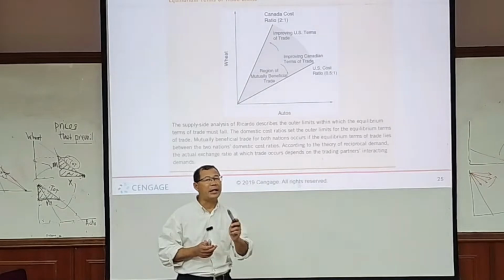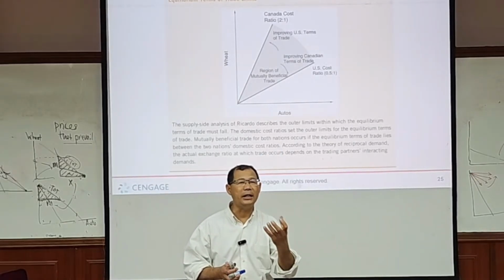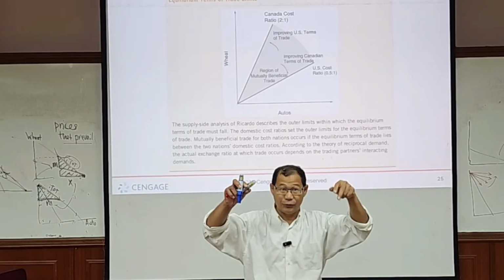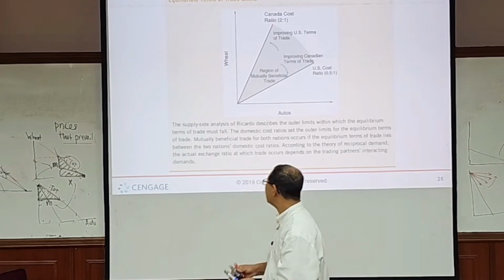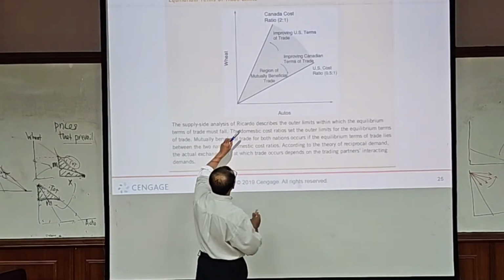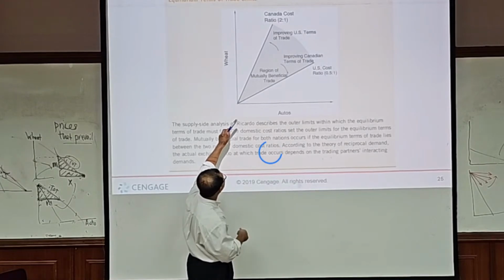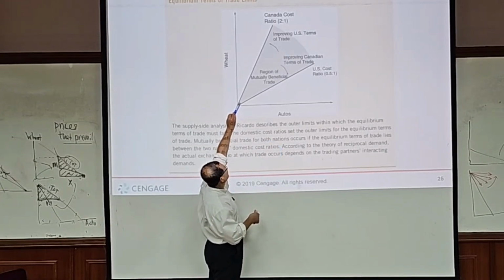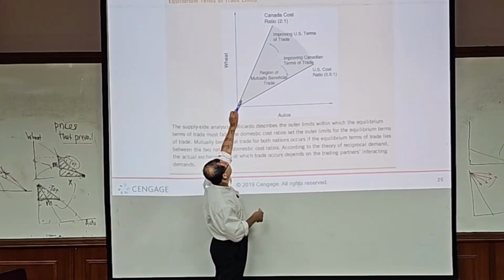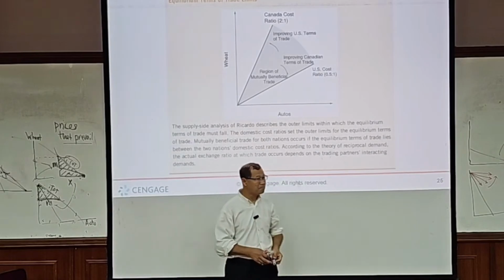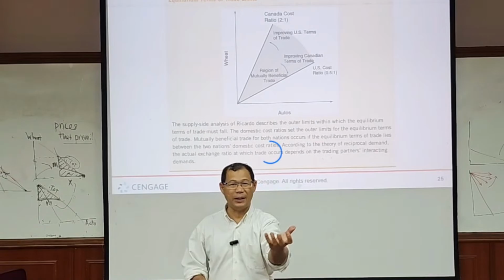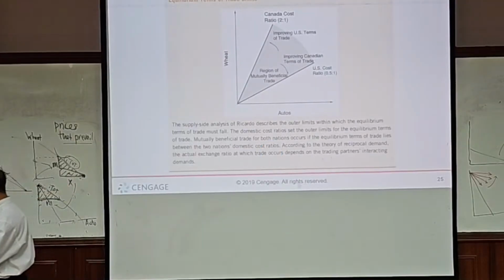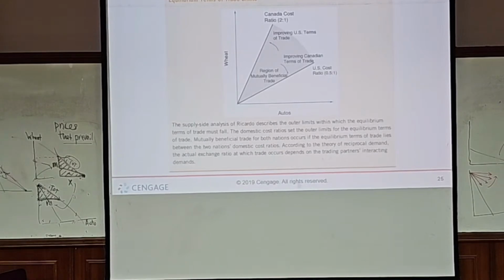If Canada is so crazy about cars from the United States, wanting so many cars from the United States, the red line will be here, not in the middle, because Canada wants to buy so much.